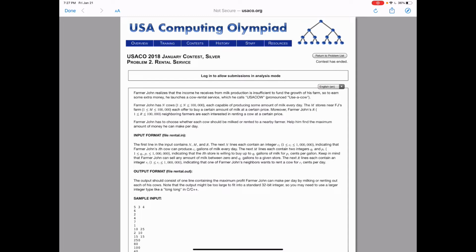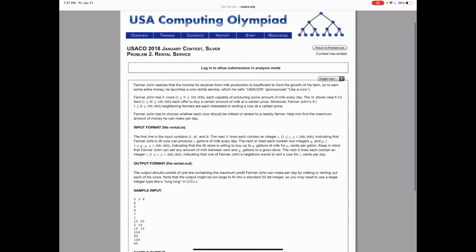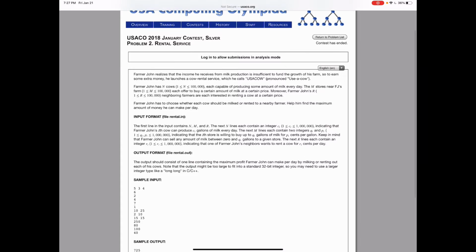Today I'll be solving the USACO 2018 January contest for silver, problem number 2, Rental Service. The problem reads: Farmer John realizes that the income he receives from milk production is insufficient to fund the growth of his farm. So to earn some extra money, he launches a cow rental service, which he calls USACO.